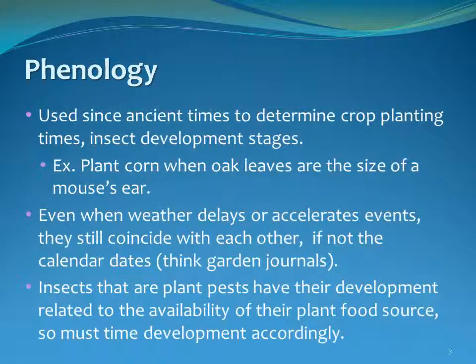And the reason for this is partly evolutionary in that insects, for example, are pests that have their development related to the availability of their plant food source. So if they hatch out too early for their food source to be available, they don't live very long. And the insects that do hatch out at the appropriate time and do have the appropriate food source are going to be the insects that survive to breed for the next generation. So those that follow the correct developmental patterns are going to be successful.